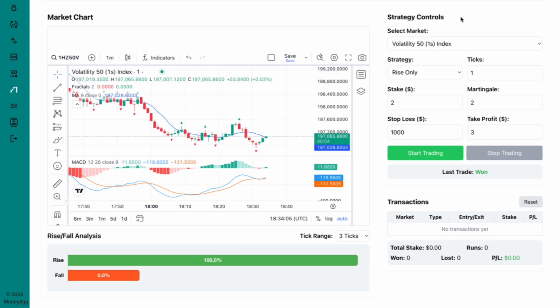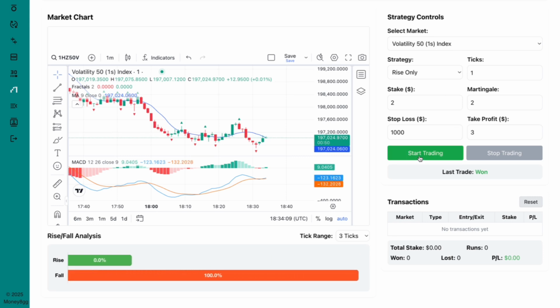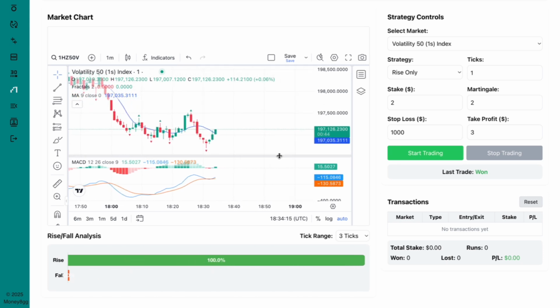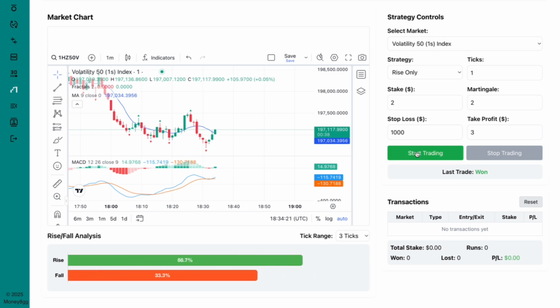Also, if there is somebody who, just a moment, let's see this trade. I'll wait for the next candle. If it's a good rise, we go with good rise. Good rise. Patience, my brother. Patience.